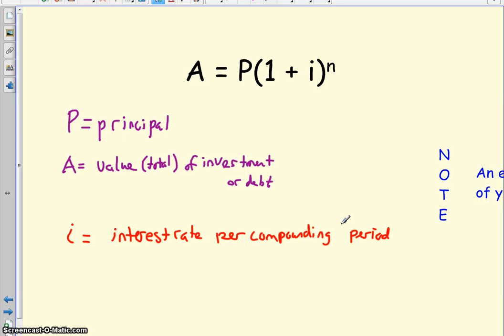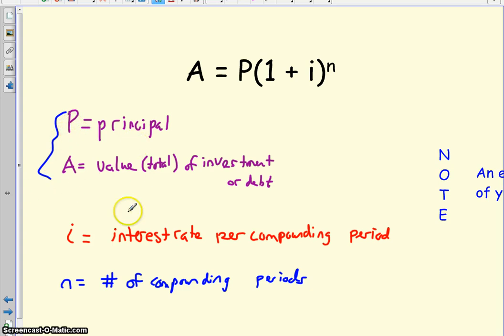So in your bank account, you get interest every month. That means the interest rate is compounded monthly. You can have interest that's compounded weekly, annually, quarterly, bi-weekly. There's lots of different options. So we'll talk more about how we can handle that in a second. And last but not least, N is the number of compounding periods. So again, it's the number of times the interest is calculated and added on to the investment. Okay, so P and A are relatively straightforward, right? It's your starting value and the total value of the investment or the debt. I and N is what can generally cause the most confusion when you're dealing with these types of problems.